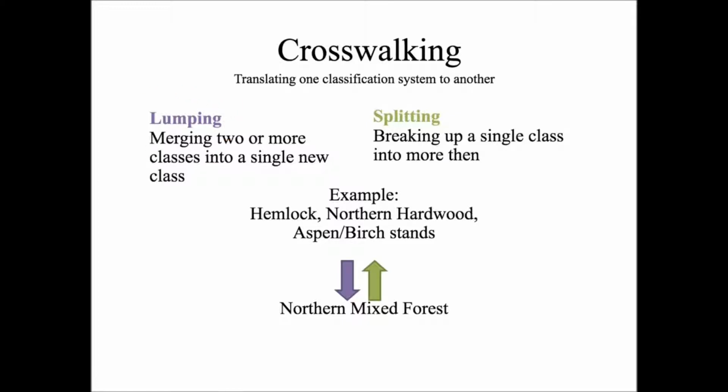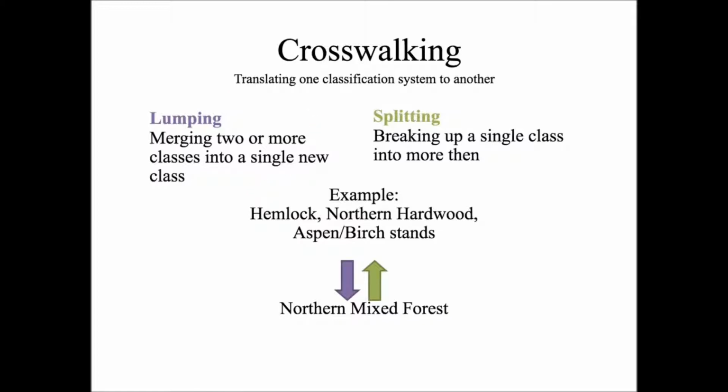There's the lumping or the splitting. Lumping merges two or more classes into a single new class. For instance, in our example, you might have 3 classes, hemlock, northern hardwood, and aspen birch stands, that you would lump all of them into one class called northern mixed forest. On the other hand, splitting breaks up a single class into more than one class. So in this example, you might start out with northern mixed forest, and then split that into hemlock, northern hardwood, and aspen birch stands.